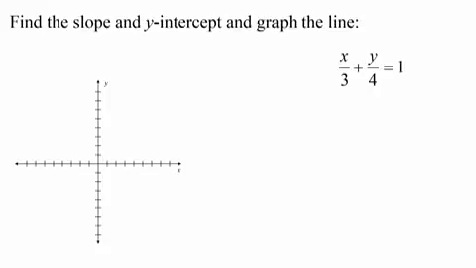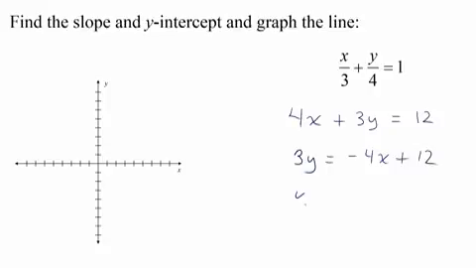Let's first solve our equation for y, but before we do that, let's get a common denominator and clear fractions. Multiplying both sides of this equation by 12 yields 4x plus 3y equals 12. Now to solve for y, we'll subtract 4x from both sides, giving us 3y equals negative 4x plus 12. Dividing by 3 gives us y equals negative 4/3 x plus 4. So the slope is negative 4/3 and the y-intercept is positive 4.